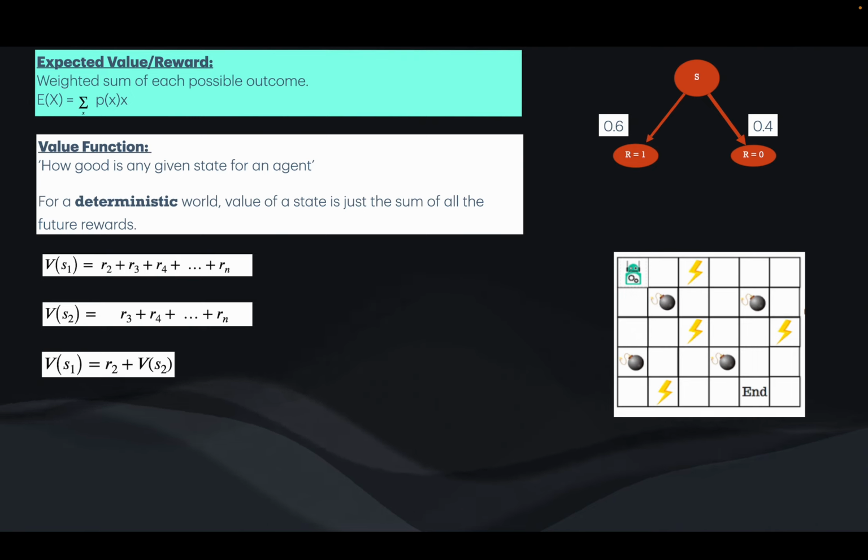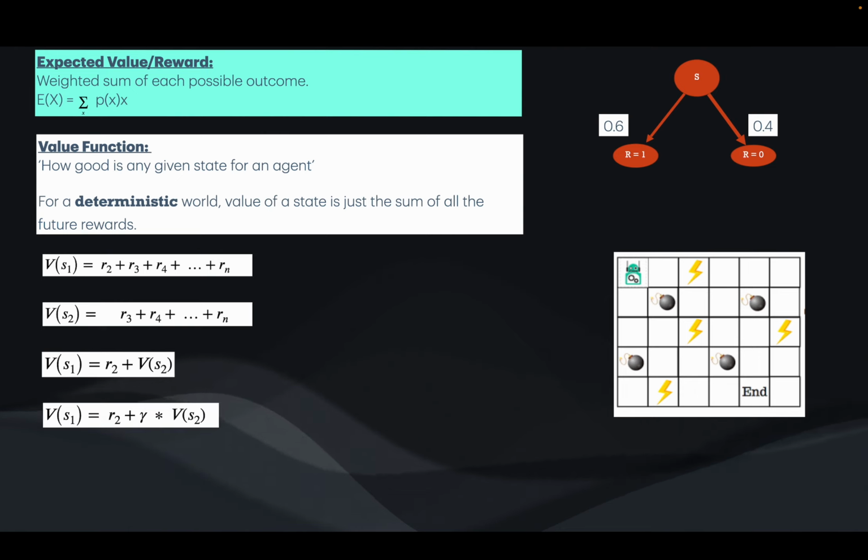So we can bring in a multiplying factor, which is a discounting factor, as there are uncertainties in the future reward, because it's always harder to predict the future than the next few rewards which are very soon to happen, right?